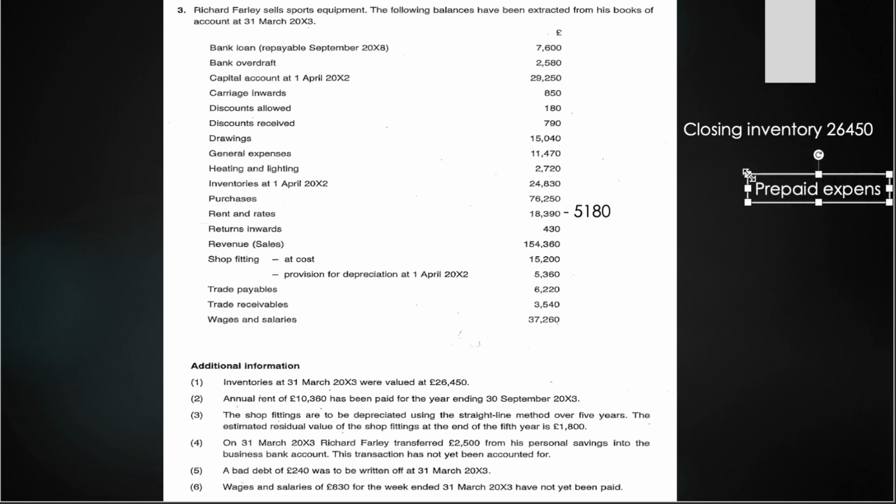So when I transfer our figures, I don't forget. Alright, the third adjustment says the shop fittings are to be depreciated using the straight line method over 5 years. The estimated residual value of the shop fittings at the end of the 5th year is 1,800.